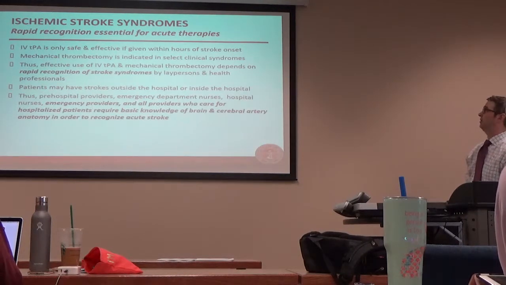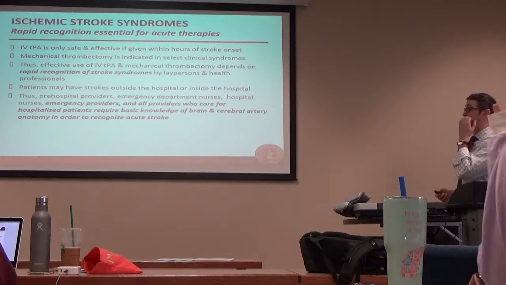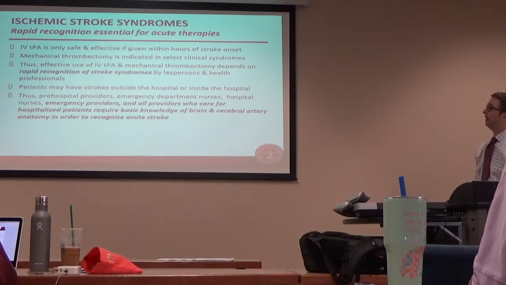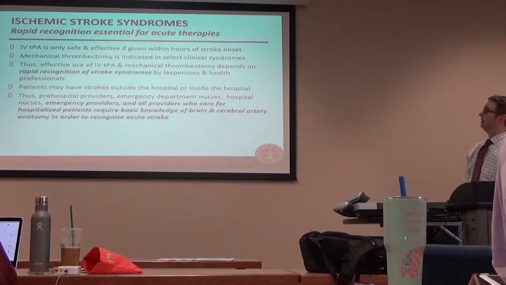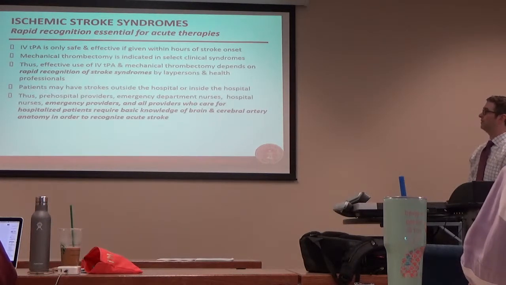Rapid recognition is essential, and with that, rapid transport to a comprehensive stroke center is essential in my opinion. IV TPA is only safe and effective if given within a couple hours of stroke onset. Mechanical thrombectomy you can do beyond 4.5 to 6 hours. Again, it's rapid recognition of strokes.